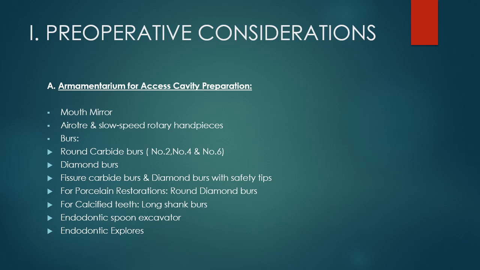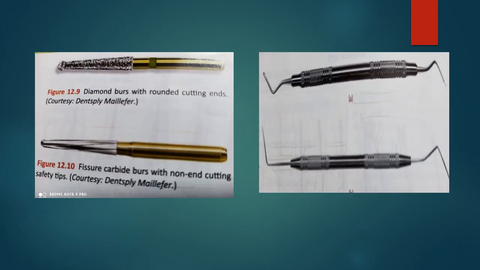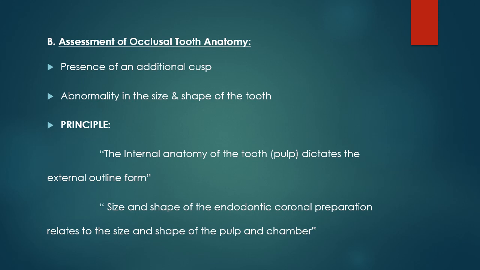The burrs we use are round carbide burrs number 2, 4 and 6, and diamond burrs, fissure carbide burrs and diamond burrs with safety tips. For porcelain restorations, we use round diamond burrs. For calcified teeth, we use long shank burrs, and we generally use endodontic spoon excavators and endodontic explorers. These are the burrs. This is a diamond burr with round cutting ends, and this is the safety tip, right? Fissure carbide burr with a safety tip. These are the explorers which are used in the access cavity preparation.